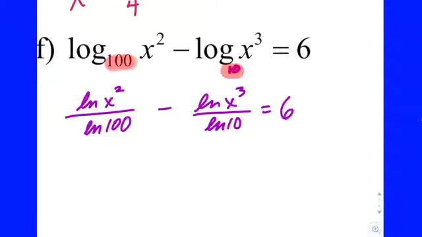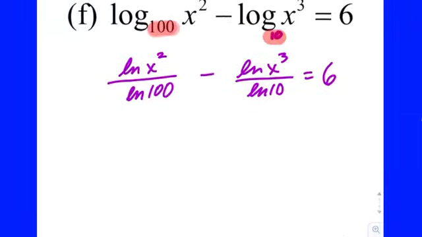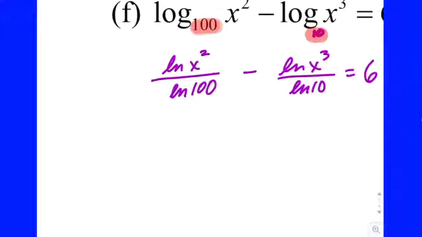Hey, the natural log of 100 and the natural log of 10, those are just what? Are they numbers or variables? They're just numbers, right? So let's do this. Dividing by a number is the same as multiplying by 1 over that number. What's another name for 100? 10 squared, right? Where does that 2 go then, if we can write it like that?